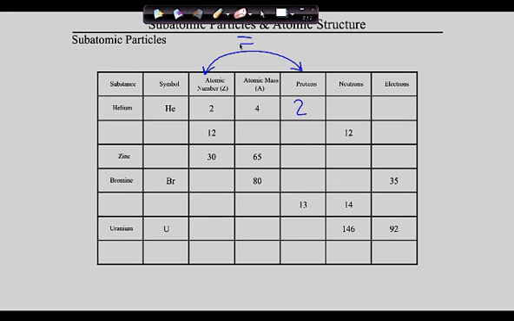Now guys, how many neutrons are in a helium atom? 2. Because it's always the same as protons? No. How do you know? What is it? A minus Z. A is 4, Z is 2. This is 2. Now how many electrons are in a helium atom? 2. Why 2? Because it's the same as the number of protons.